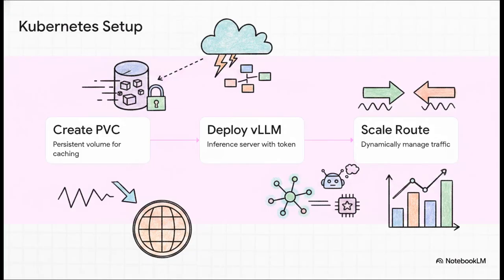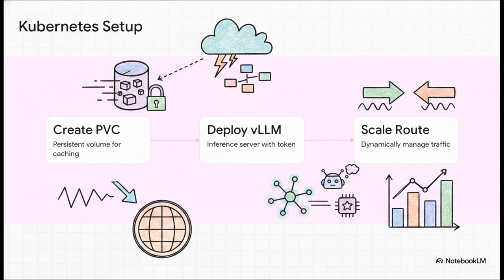So we have the economics figured out. The hardware is selected, the software is optimized. How do we actually deploy this thing into production? The sheer elegance of this Kubernetes setup is in its simplicity. Step 1, you create a persistent volume claim using robust replicated block storage. Step 2, you deploy the highly efficient vLLM inference server right alongside your Hugging Face token. Step 3, you just dynamically scale up and down as needed.